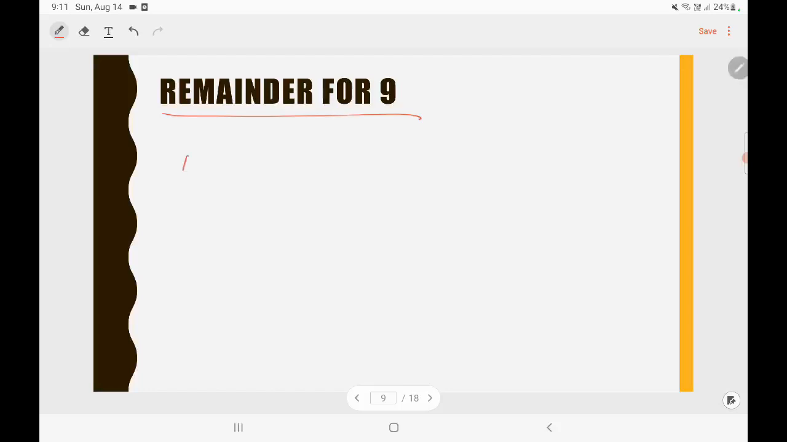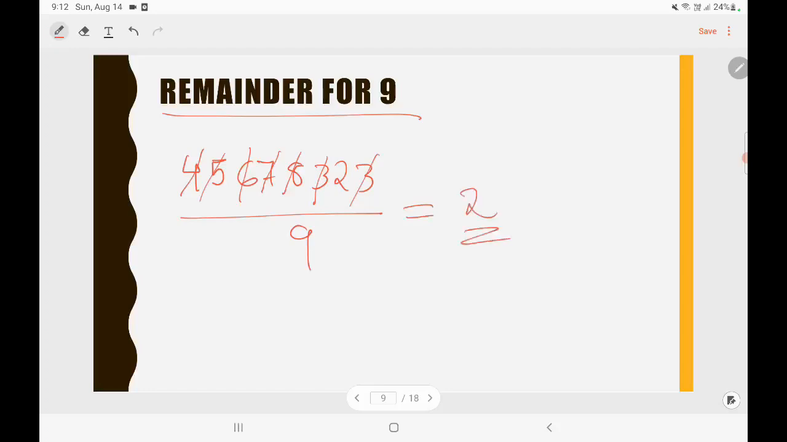Okay. So again, I will take the same example. We need to find 45678323 divided by 9. Here, similar to what we have done with 3, you can cancel out the multiples of 9. Okay, so here 4 plus 5 is 9, so you can cancel it out. Then 7 plus 8 is 15, 15 plus 3 is 18, which is a multiple of 9, so you can cancel that out. Now 6 plus 3 is 9, so you can cancel it out. So remaining is 2, so the remainder when this number is divided by 9 is 2.